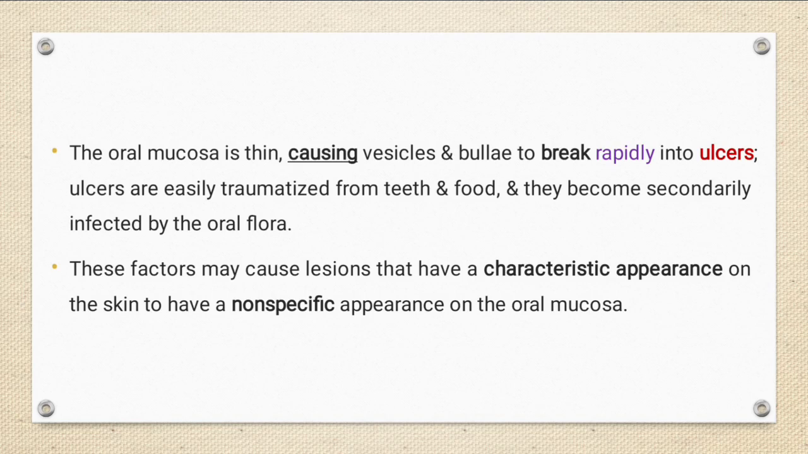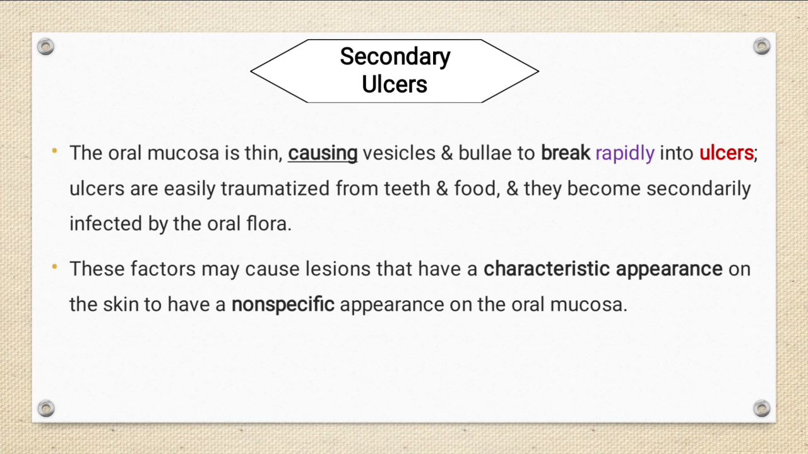Oral mucosa is thin, so it will break rapidly into ulcers. Okay, the vesicles and bullae that appear in the oral cavity will break easily and rapidly into ulcers. So it's seldom to find a vesicle. You can examine a patient with an ulcer, but you cannot find the vesicle or bulla. Okay, ulcers are easily traumatized from teeth, food, and they become secondarily infected by the oral flora.